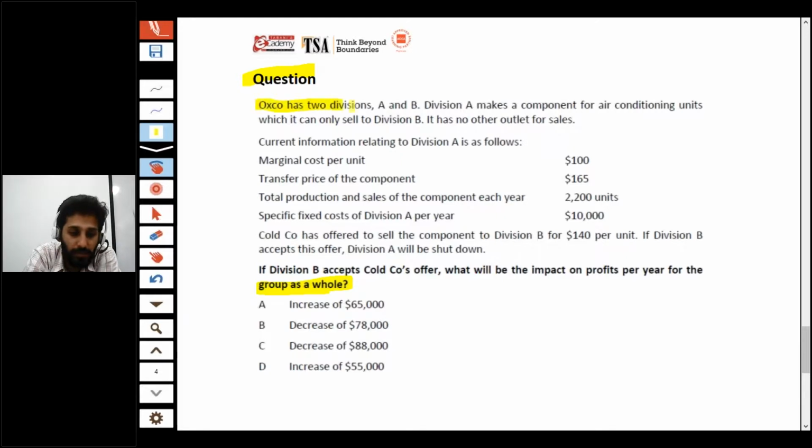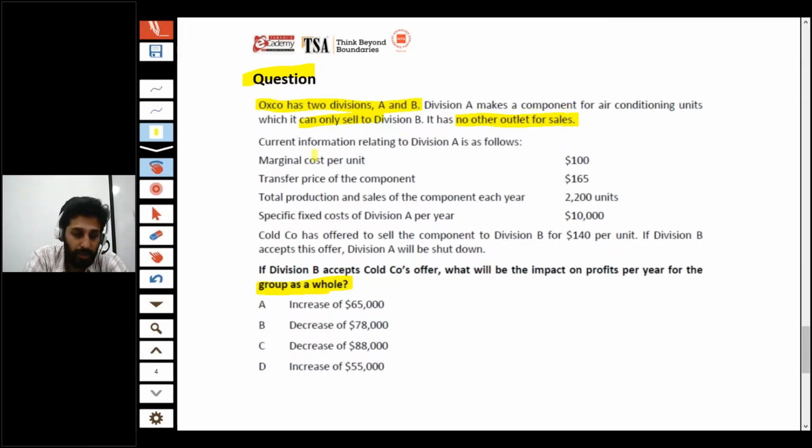Ox company has two divisions, A and B. Division A makes a component for air conditioning units, which it can only sell to division B. That is a plus point. It has no other outlets to sell. It's only being sold to division B. That means this division is actually there in order to sell internally, right?